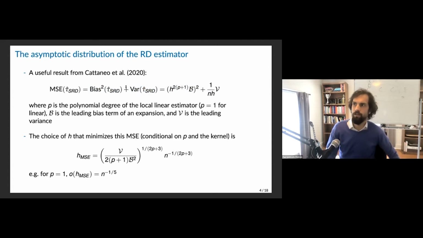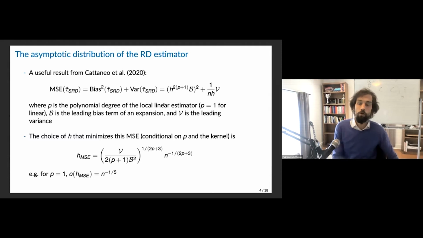This is not actually an exact statement, but it's a first order approximation, where you can talk about what the bias of these sharp RD estimators is and what the variance is, and it's going to be a function of a couple different things. One thing it'll be a function of is the polynomial of how you do your estimator. P is the polynomial degree of your local regression estimator.